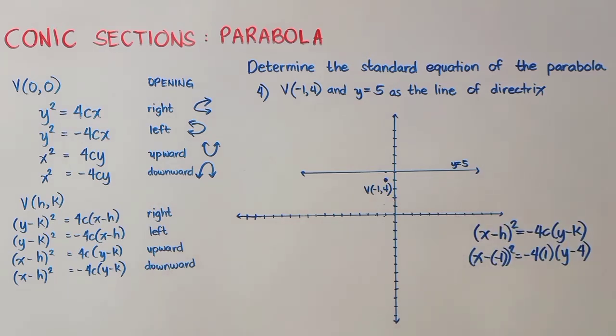So we have here as our final answer, negative times negative is positive, so that's quantity x plus 1 squared. Negative 4 times 1 is negative 4, and we'll just copy y minus 4.